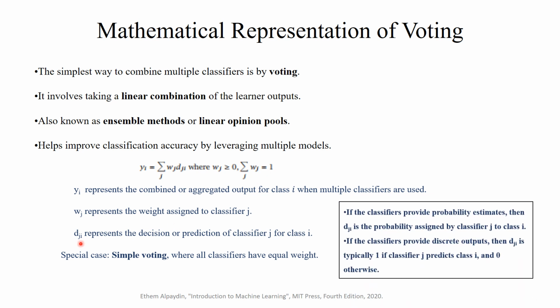Here, this dji represents the decision or prediction. In case the classifiers are providing probability estimates, dji will be the probability assigned by the classifier j to the class i. In case the classifiers are providing discrete outputs, then dji is typically 1 if the classifier j is predicting class i, otherwise it is 0.